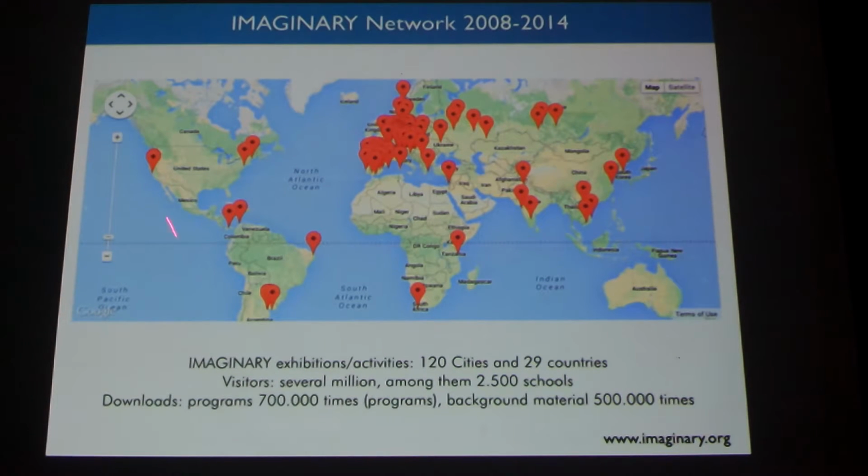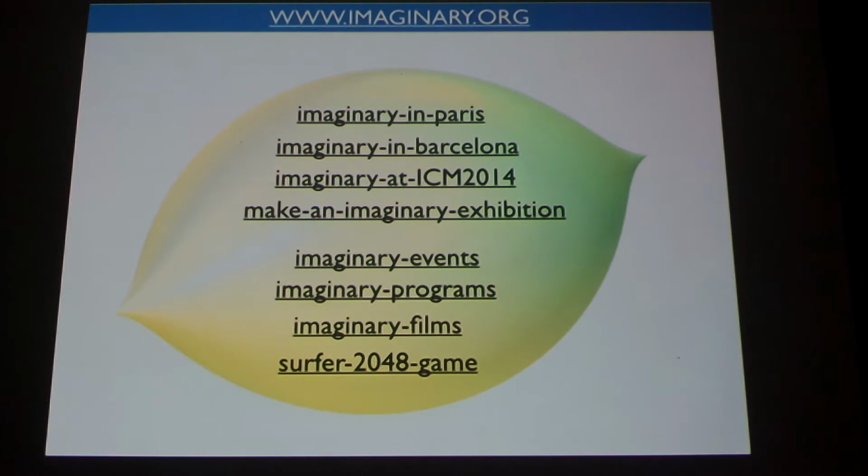Here you see a little bit how it spread. These are all the places where Imaginary has been: 120 cities, 29 countries, several million visitors, among them about 2,500 school classes. And the programs, I think the numbers are even bigger now, about 1 million downloads of the programs. What I found even more surprising is that the background material on the mathematics was downloaded 500,000 times. Okay, these are some of the exhibits where you can find Imaginary: Paris, Barcelona, ICM 2014, Imaginary events, Imaginary films, and also there's a game. Maybe some of you know the 2048 game. I will show you the algebraic geometry singularity version of it in a minute.